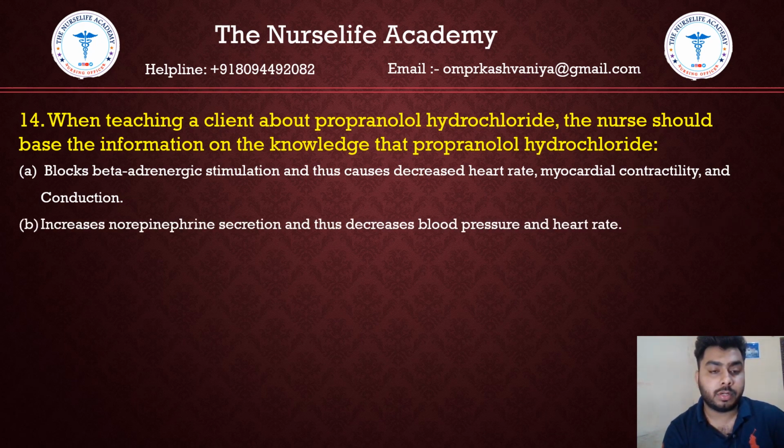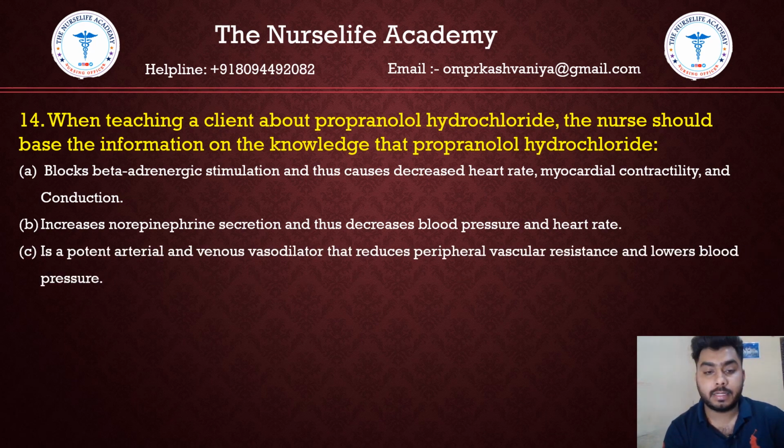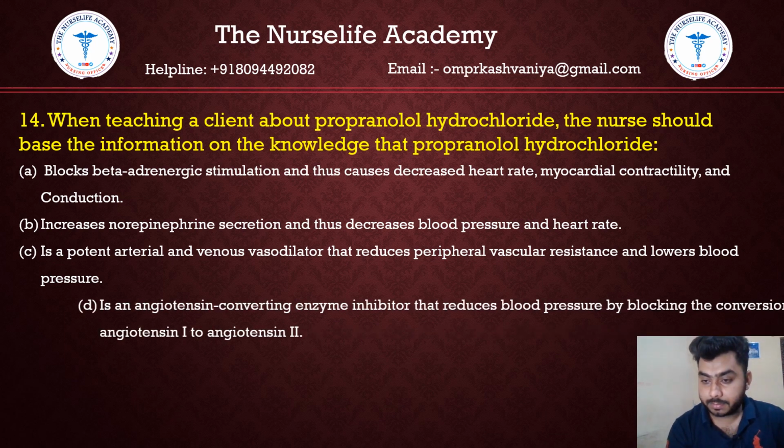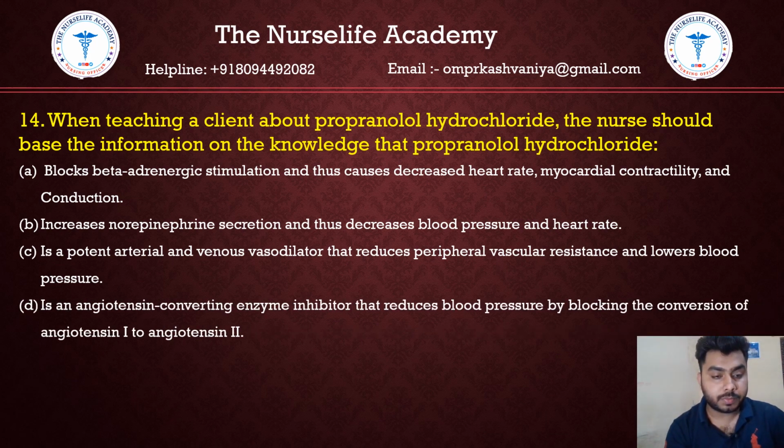Option B, increases norepinephrine secretions and thus decreases the blood pressure and heart rate. Option C, is a potent arterial and venous vasodilator that reduces peripheral vascular resistance and lowers blood pressure. Option D, is an angiotensin converting enzyme inhibitor that reduces blood pressure by blocking the conversion of angiotensin first to angiotensin second.